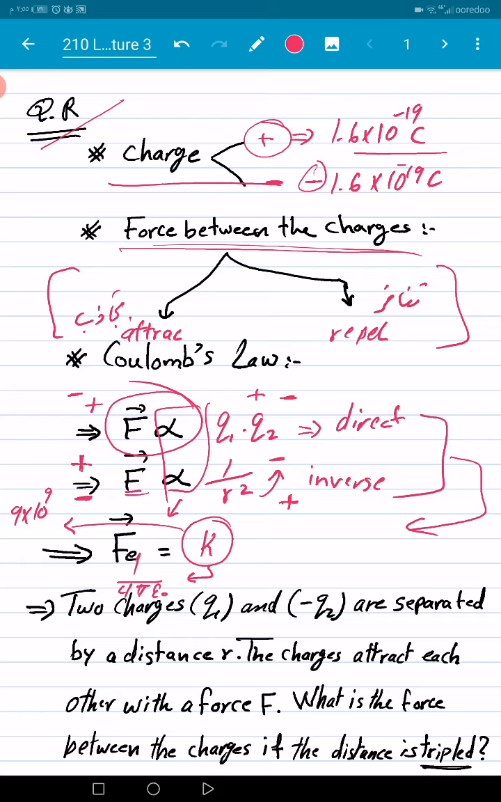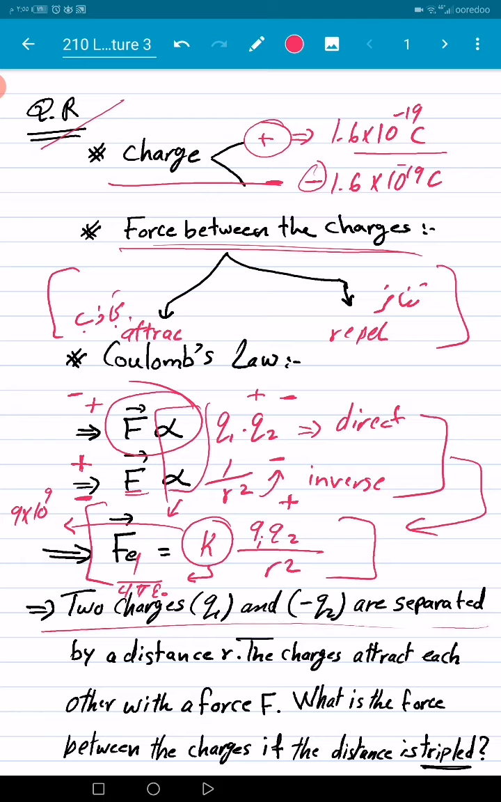And what is the meaning of epsilon naught? It is the permittivity of the vacuum or the air, and it equals 8.8 multiplied by 10 to the power minus 12, divided by r squared. So that is Coulomb's law.